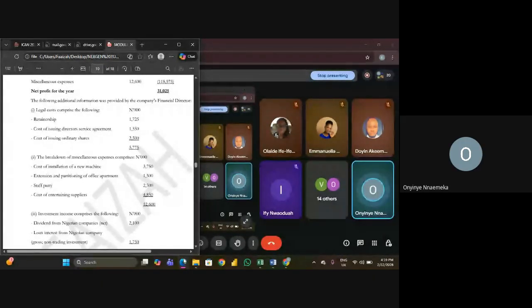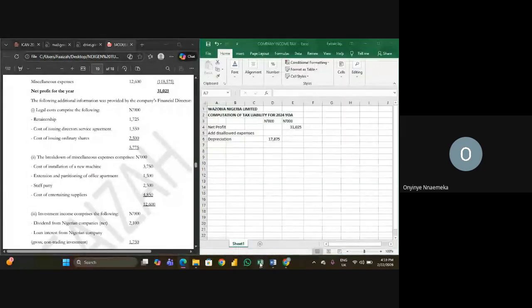So now the next one, cost of issuing ordinary shares. I would categorize that as a pre-incorporation expense and disallow it. Cost of issuing ordinary shares, so we have two 500. Okay, cost of insurance, then let's move on. Miscellaneous expenses.